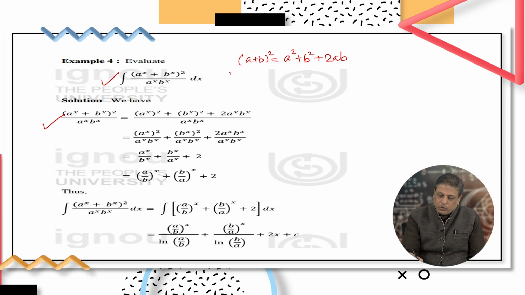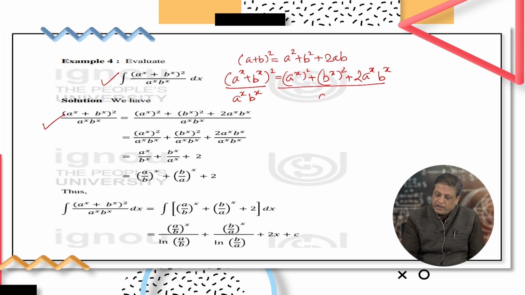Applying this identity to (a^x + b^x) whole square, you will get (a^x)^2 + (b^x)^2 + 2 a^x b^x, divided by a^x b^x, which is given to us. So we divide by a^x b^x.